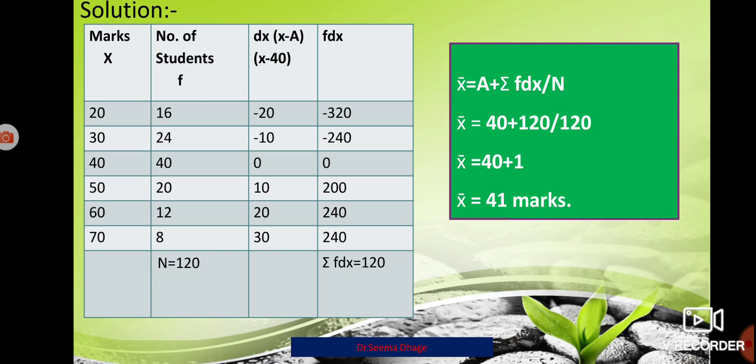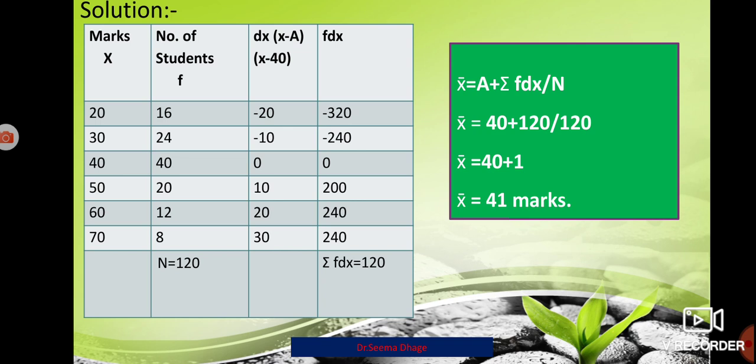So 20 minus 40 is minus 20, 30 minus 40 is minus 10, 40 minus 40 is 0, 50 minus 40 is 10, 60 minus 40 is 20, 70 minus 40 is 30. Now we have to calculate f dx, f multiplied by dx. So we have to multiply the deviation of each row with the respective frequency, and then denote these products by f dx, and enter the same in the column headed f dx.